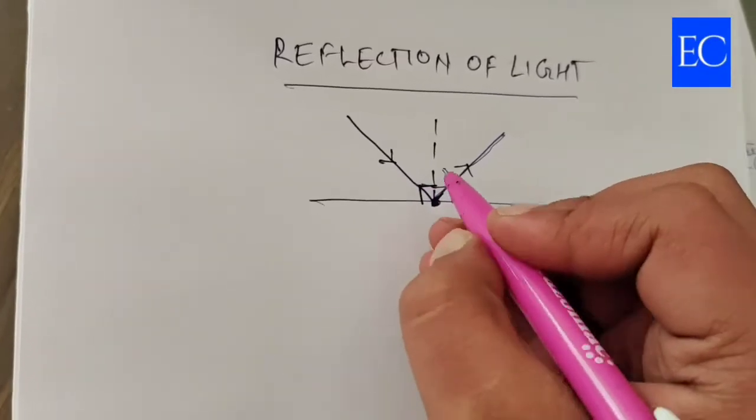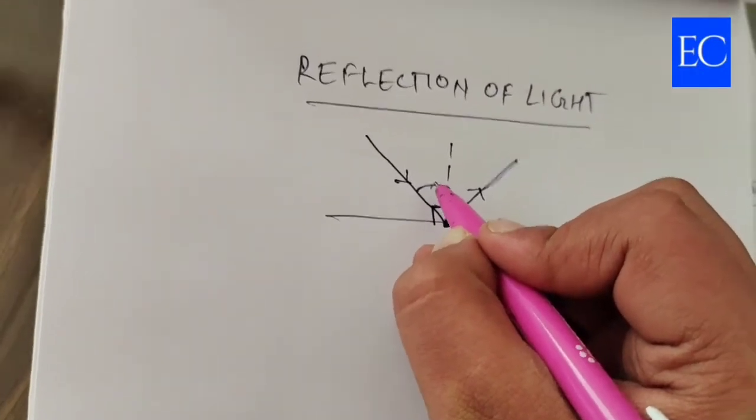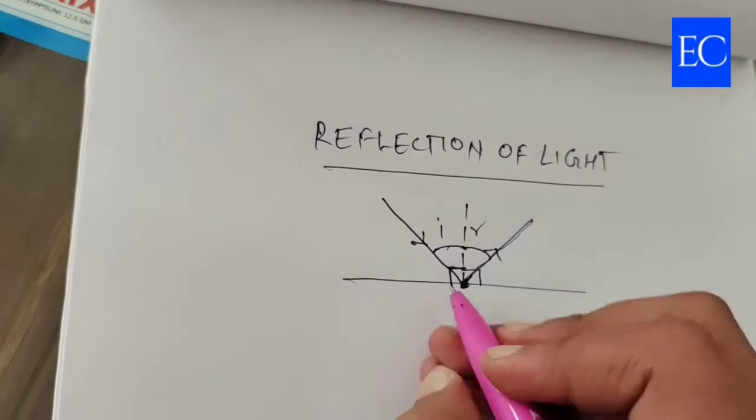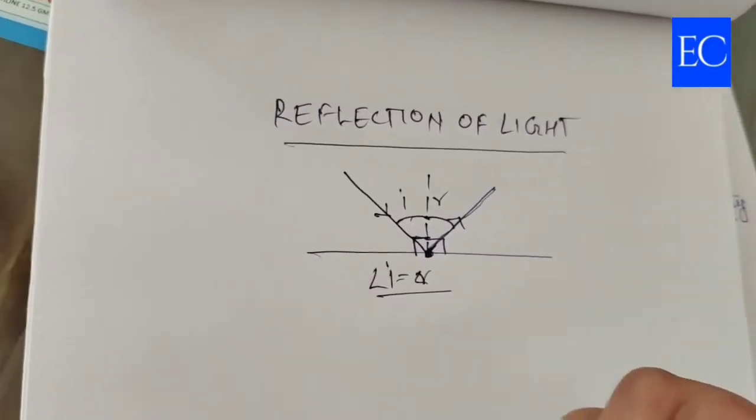This is 90 degrees. The angle between the incident ray and the normal is known as the angle of incidence, and the angle between the reflected ray and the normal is known as the angle of reflection. I, R. I is always equal to R. This is the law of reflection.